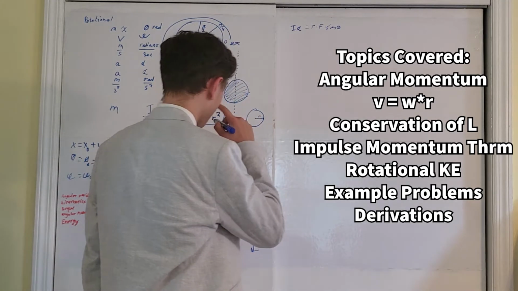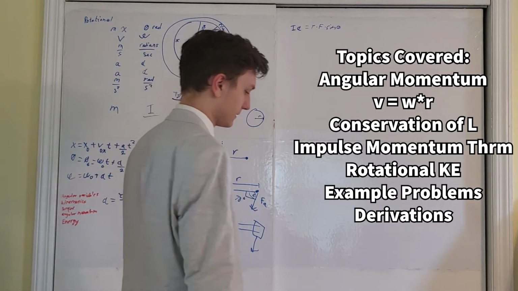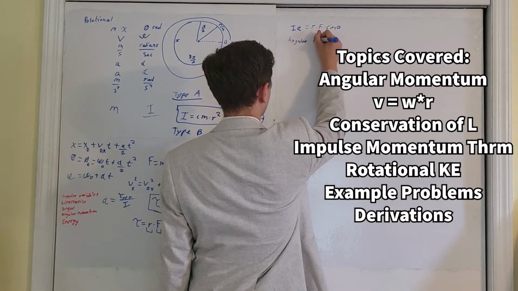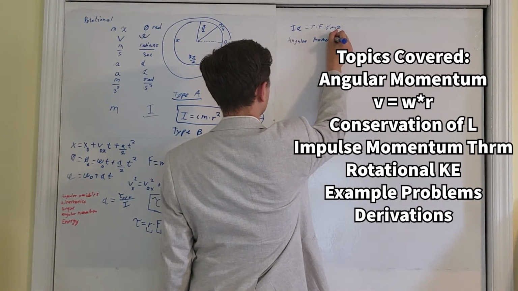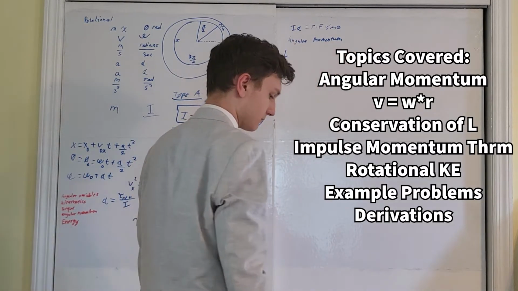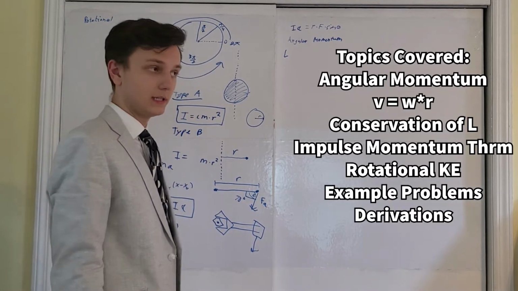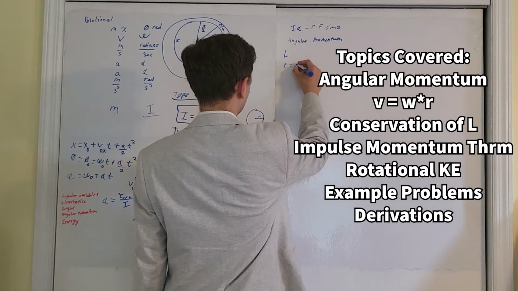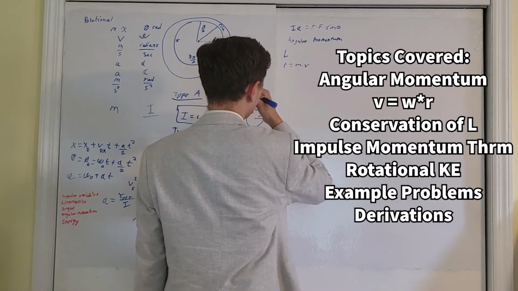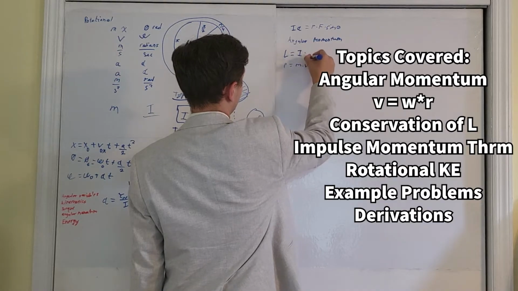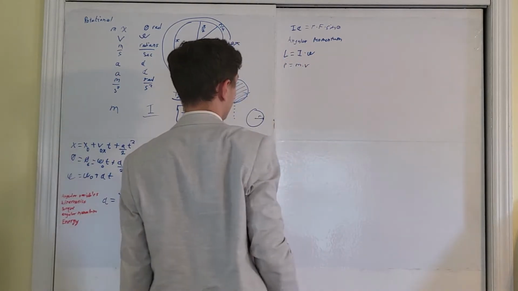So the next topic that we're going to be discussing here is angular momentum. The symbol for angular momentum is going to be the capital L. Okay? So let's reference the equation for linear momentum. Linear momentum, lowercase p, equals mass times velocity. So what do we think angular momentum is going to be? It's going to be rotational inertia times angular velocity.